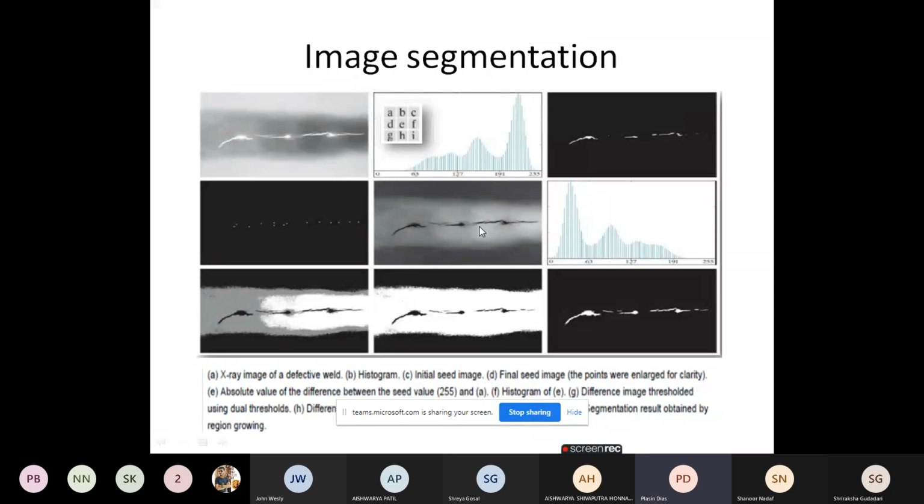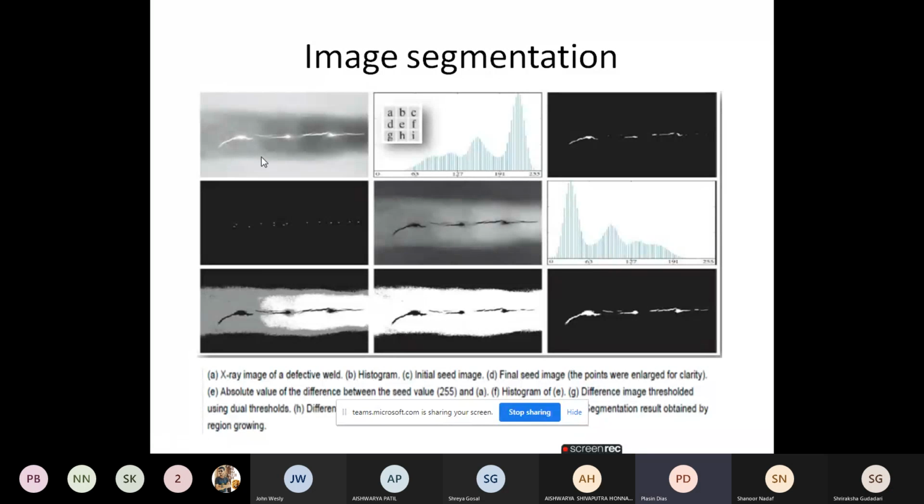In the previous picture, then we have a difference image threshold using dual thresholds. This image is the difference image threshold with the smallest of the dual thresholds. And lastly, we have the segmentation result obtained through region growing. This image is collected from X-Tech Systems Limited. So we'll see now what it means to us.